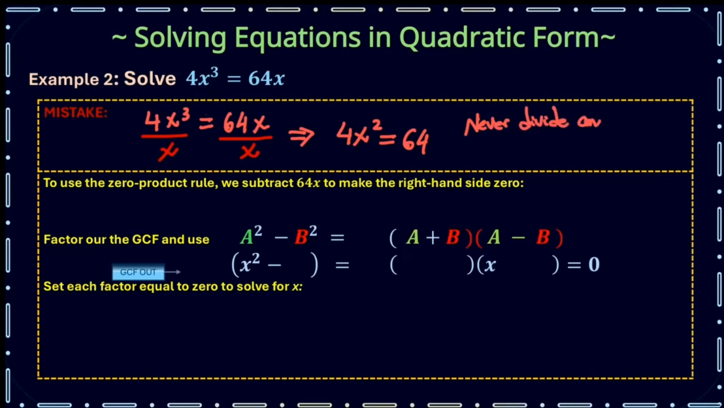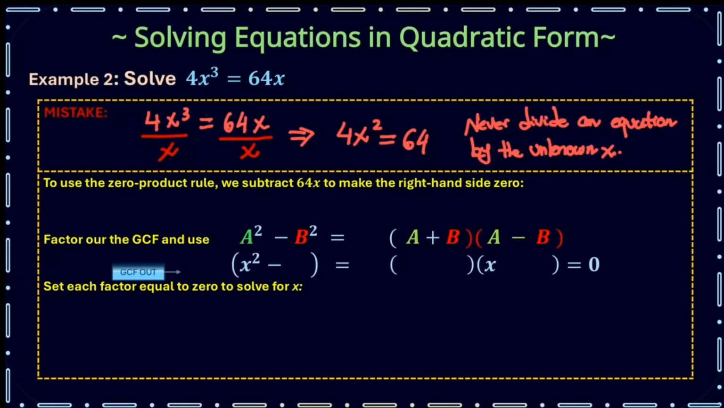Never divide an equation by the unknown, in this case x. You can divide an equation by a non-zero number. Like for instance, I can divide left and right of this equation by 4 because both left and right are in fact divisible by 4, but I definitely can't divide by x.